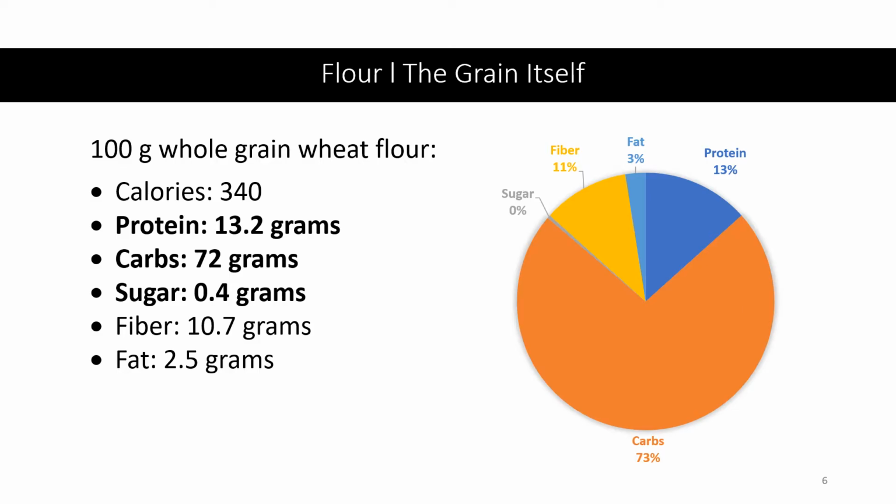So if we look at the pie chart on the right-hand side, most of what makes up the flour in this case are carbohydrates, followed by protein. And those two sectors of the flour are quite important in the bread making process.